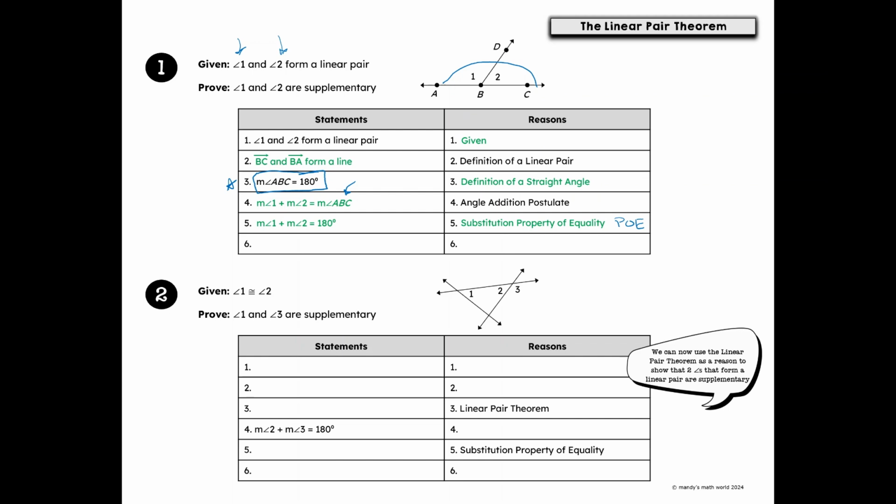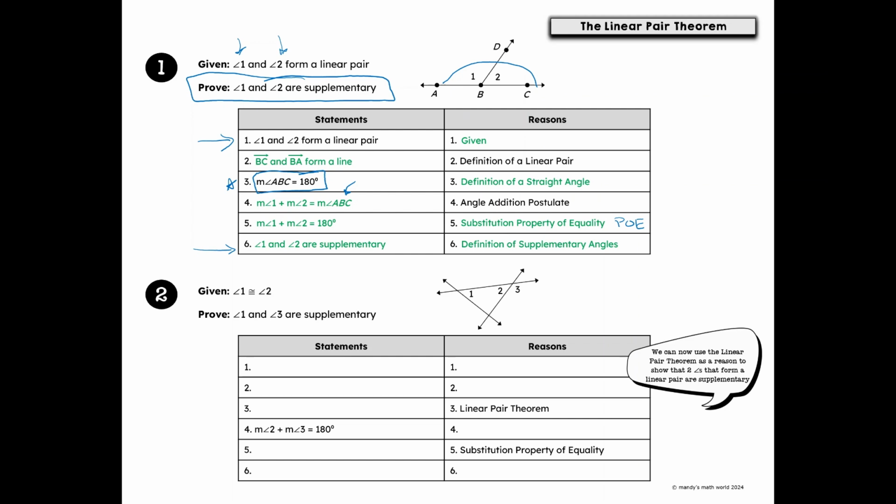Now, how do I get to this last step? How do I get to this right here? We are proving that they're supplementary. We get that when I add the two together, the angle measure is 180 degrees. So I can say that angle 1 and angle 2 are supplementary by the definition of supplementary angles. So this is a proof of the linear pair theorem. There are 6 total steps that I get from right here, which is that angle 1 and angle 2 form a linear pair, to right here, which tells me they're supplementary.